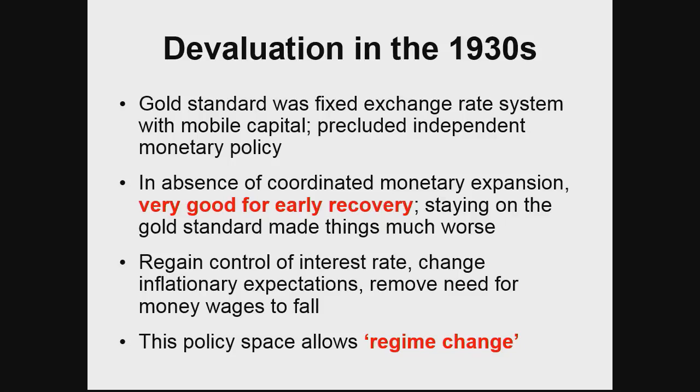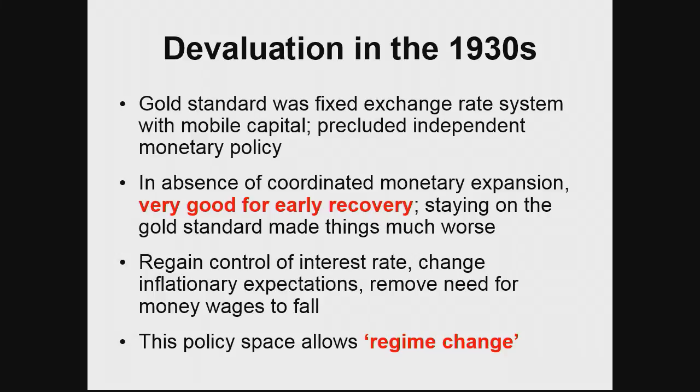Devaluation in the 1930s was typically the key to recovery for many countries. Let's just check why. The gold standard was a fixed exchange rate system with mobile capital. Macroeconomic trilemma, that precludes independent monetary policy, at least for a small country. Coordinated monetary expansion might have been possible, but politically that was never on. So leaving the gold standard was therefore very good for early recovery. Staying on the gold standard made things much worse.